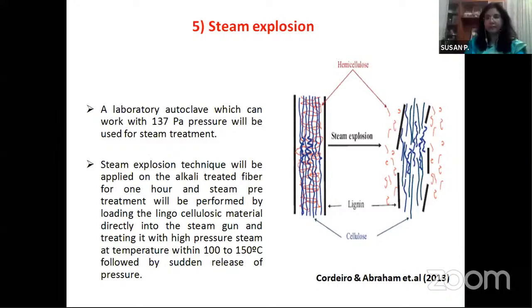When you do such an explosion process, what happens? This is actually the macrocellulose. It is broken down and you get beautiful nanocrystals. And the lignin and hemicellulose are dissolved, hydrolyzed by the alkaline medium.